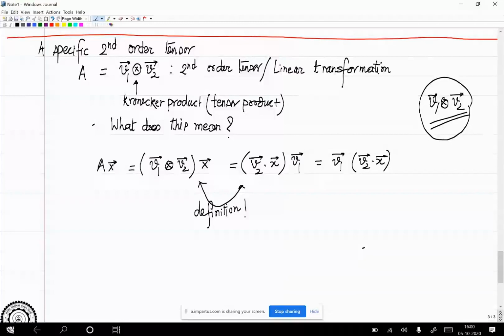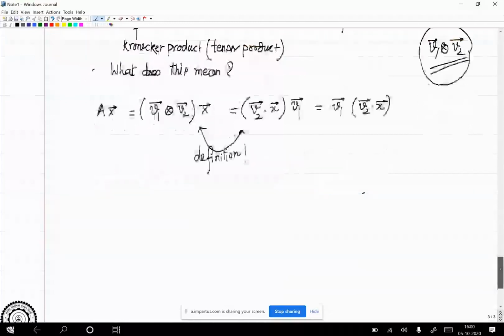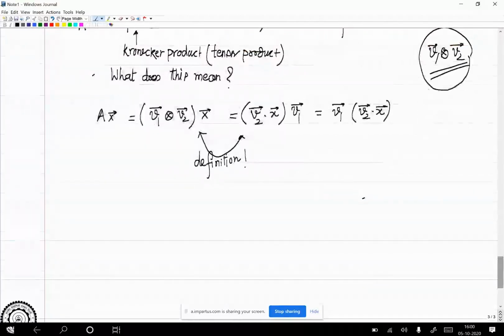Okay, so let's proceed further. So this is one particular transformation, and it turns out to be a second order tensor. Now let us think of how an arbitrary linear transformation will look. So this is the question now.